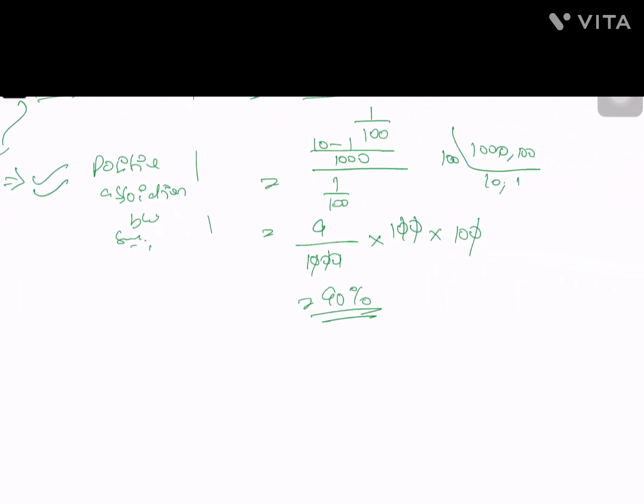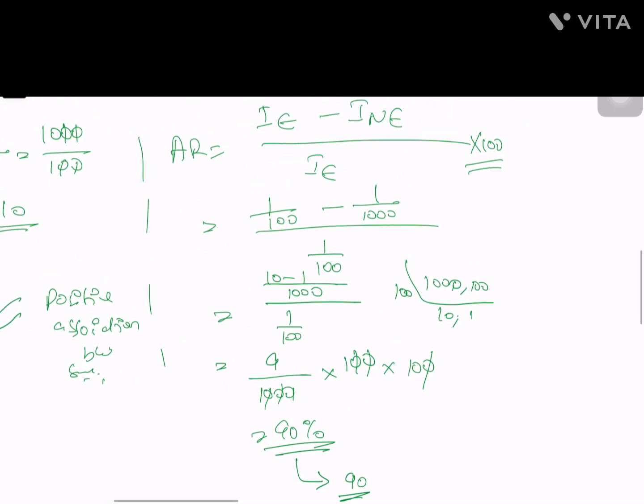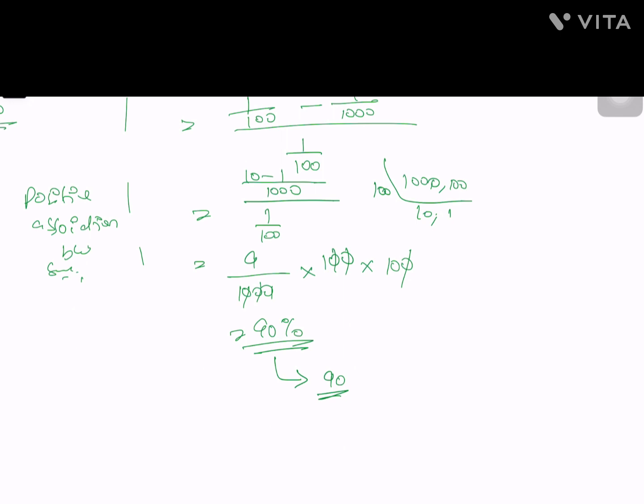So what is the use, sir? What do we have to interpret from it? 90%. As we learned, attributable risk says that if you remove the risk factor, we can remove 90% of the disease. Here in the question the factor is smoking. So if you remove smoking, you can prevent 90% of the lung cancer in the patients.